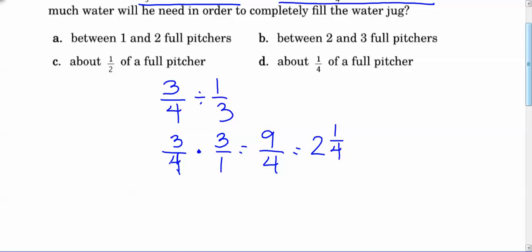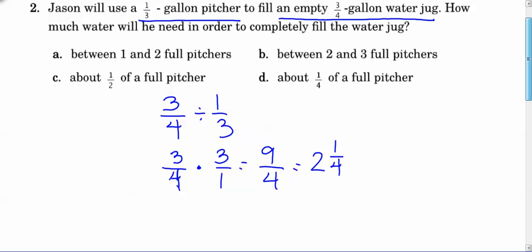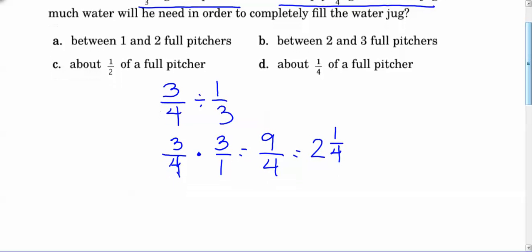It says, how much water will he need to completely fill the water jug? Well, he's not going to need between 1 and 2 full pitchers. He's going to need 2 and then some left over, right? 2 1/4 trips is what he's going to need with this 1/3 gallon container he has. So it is not between 1 and 2 full pitchers. 2 1/4 just doesn't fit that description.